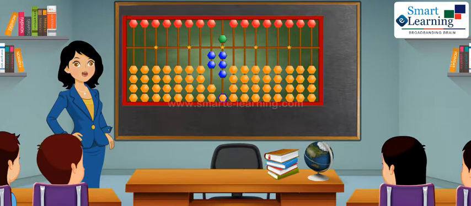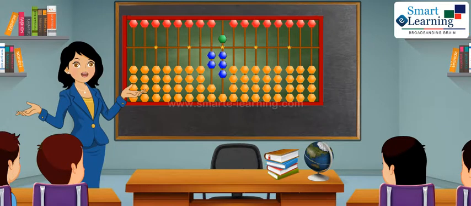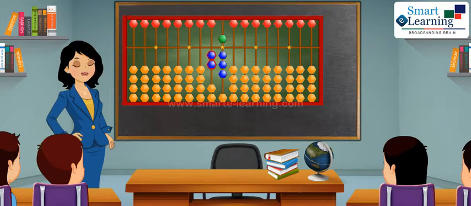To show number 29, 2 earthen beads on 10's place will remain as it is. Bring 1 more earthen bead upwards on 1's place so that 1 heaven and 4 earthen beads touch the skyline to show 9 on 1's place. This is number 29.